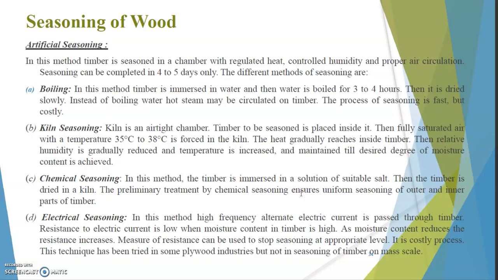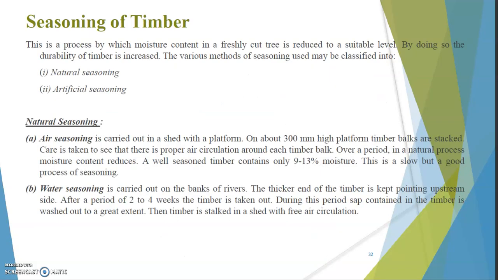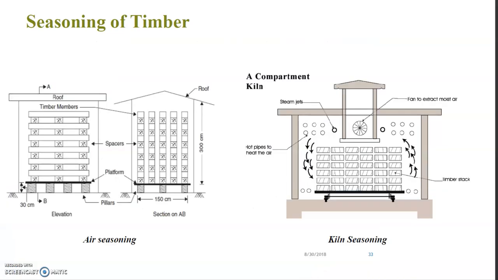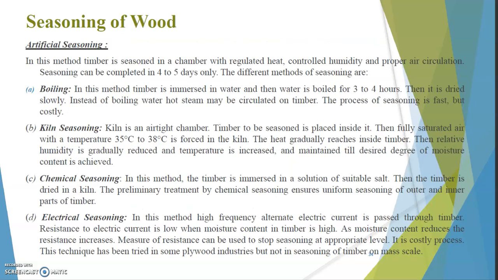So it's a costly process, and this technique may be tried in some plywood industries, but not in seasoning of timber on a mass scale. So in plywood seasoning, electrical seasoning may be used, but in case of timber, it is not that feasible, right? Which means it would take more cost and effort and skilled labor requirement like that, right? So seasoning: natural, air and water; artificial, in the sense boiling, kiln, chemical and electrical seasoning.